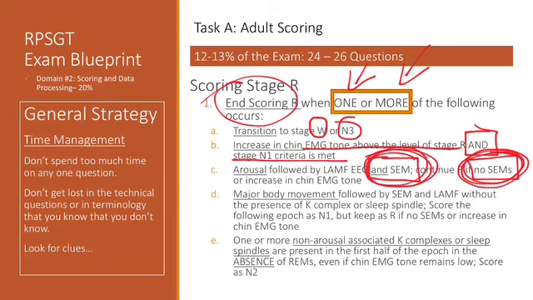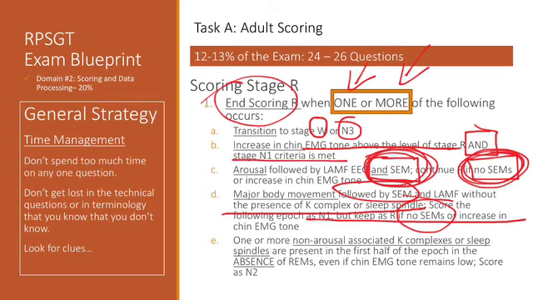Now, major body movements followed by slow eye movements and low amplitude mixed frequency without the presence of K complexes or spindles is when you can stop as well. So if you have a major body movement and just after that you have slow eye movements, then you can also stop scoring stage R. Score the following epoch as 1, but keep it as stage R if no slow eye movements are present.